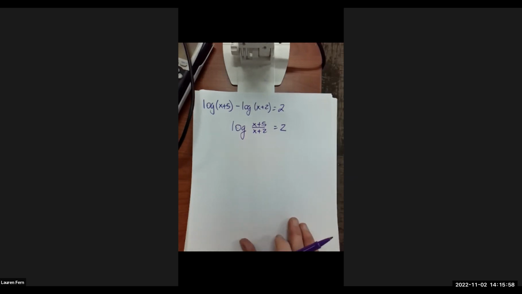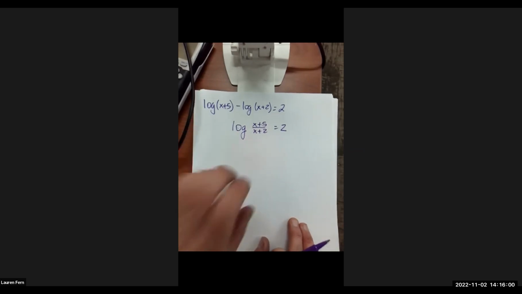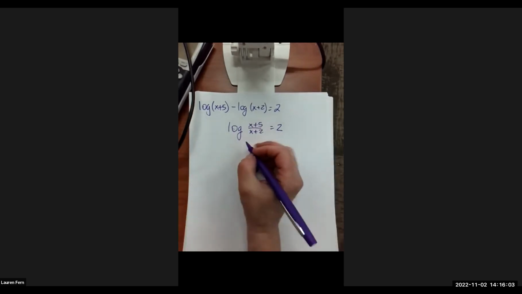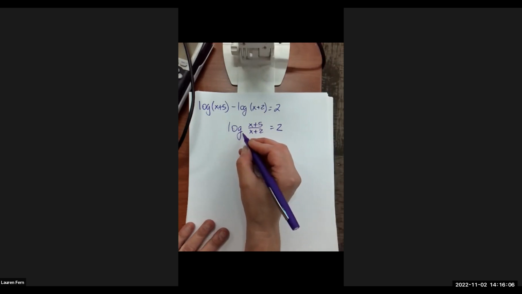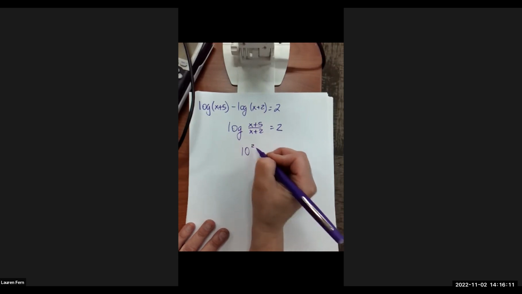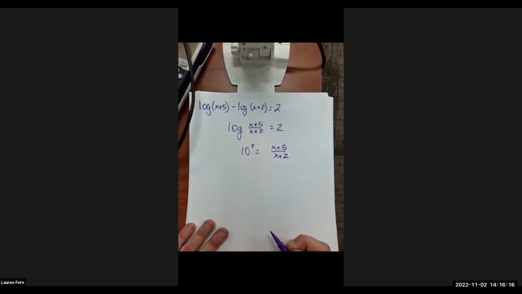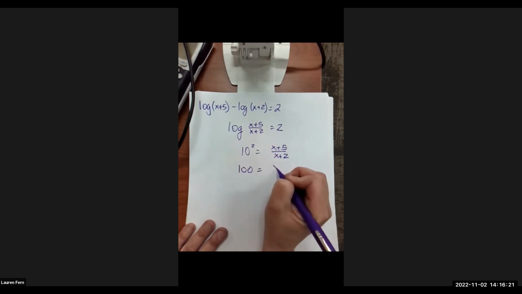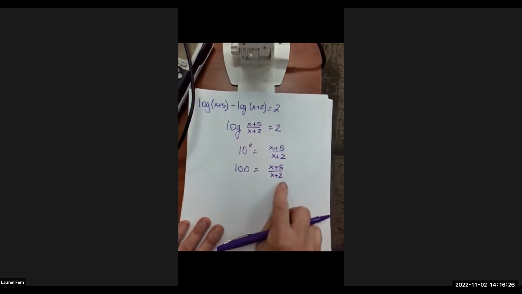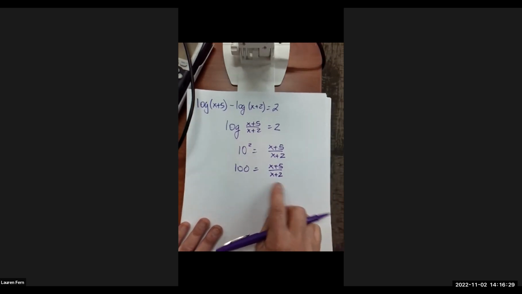anyway. All right, change it to equivalent exponential form. What does it look like then? What's my base? 10 to the power of 2 equals x plus 5 over x plus 2. Well, I think you'll grant me that 10 squared is 100. Now I look at this and I'm like, ew, I got a fraction here. I got a denominator with a variable. Can I get rid of my denominator here?